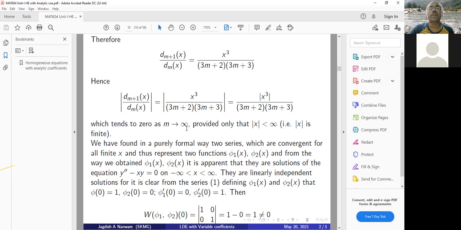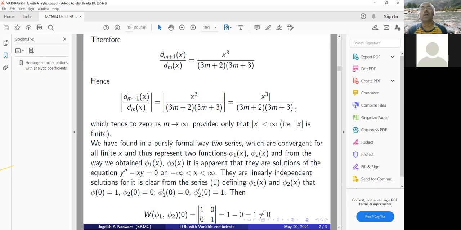As m tends to infinity, what happens to this number? Whether this tends to infinity or not. As the modulus of x is less than infinity, it is a finite number, right? So the denominator becomes larger and larger, and this large number divided by this finite number tends to infinity, so the quotient tends to 0 as m tends to infinity.